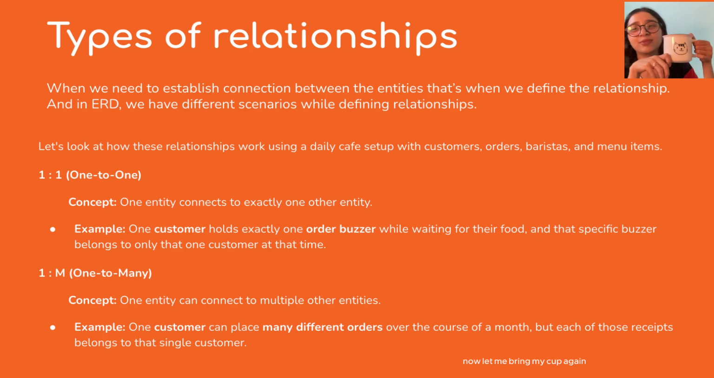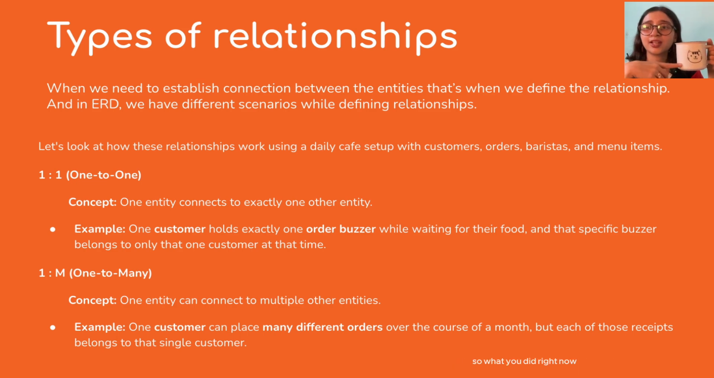Now, let me bring my cup again. If you want to tell someone, oh, I'm talking about the cup that Caesar is holding, how would you say that? Caesar, as a person, is an entity. This cup is an entity. And to define the attributes, you would say Caesar, who is wearing glasses and holding a cup in her hand, and the cup is white in color and has a cat logo on it.